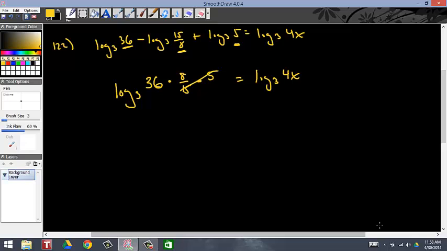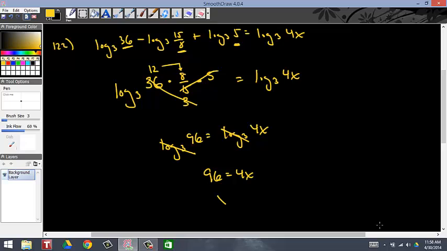From here, I can cancel those out. That becomes a 3 on bottom. I can cancel those out. That becomes a 12 up top. 12 times 8 is 96. So log base 3 of 96 is equal to log base 3 of 4x. Now that I have a single logarithm on both sides, now, only now, can I cancel the logarithms out. I get 96 equals 4x, x equals 24.